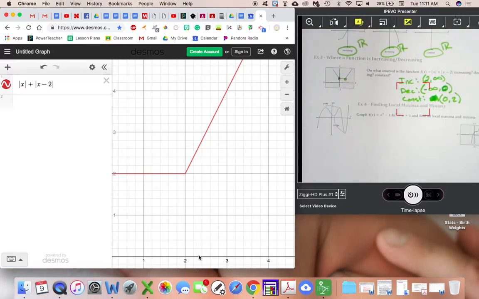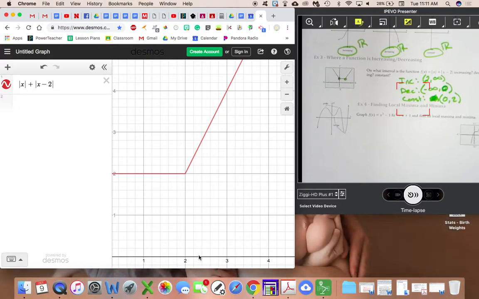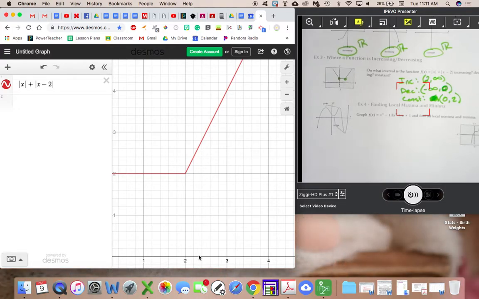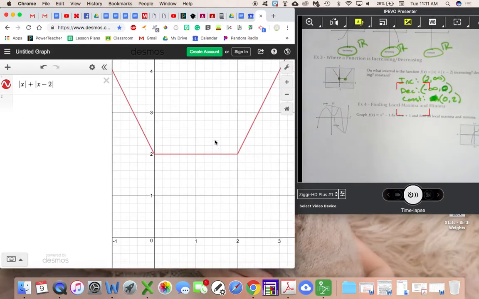Good? Happy with that? Why do you have parentheses? Infinity always has a parenthesis, because infinity can never be touched exactly. Bracket means that it's touching it. You can never touch infinity. Yep. Good question, though. Okay, good? That's that function.